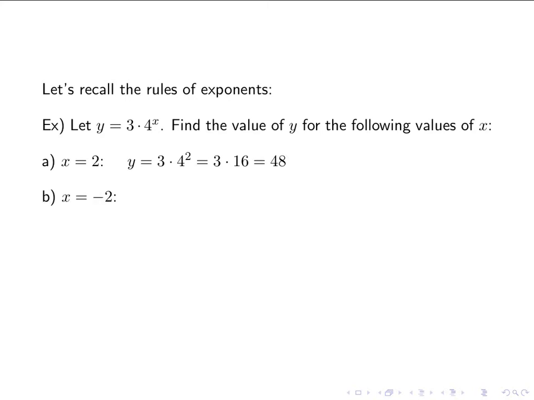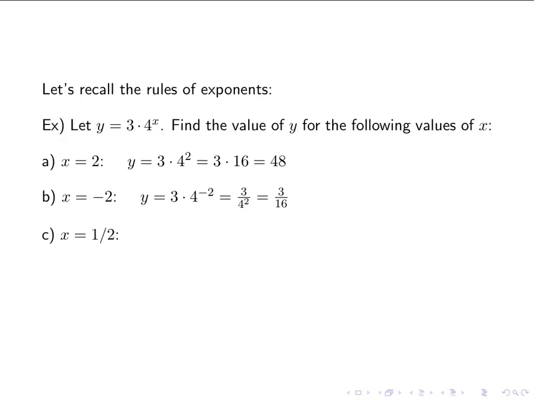What about x equals negative 2? So y equals 3 times 4 to the negative 2. Now we have to remember what a negative exponent means. You learned about negative exponents back in Math 110 or 100 or 105 or one of those versions that you took. And it's coming back to haunt you now. A negative exponent means I'm taking that base to that positive power and putting it in the denominator. So 3 times 4 to the negative 2 is 3 divided by 4 to the positive 2, which is 3 over 16.